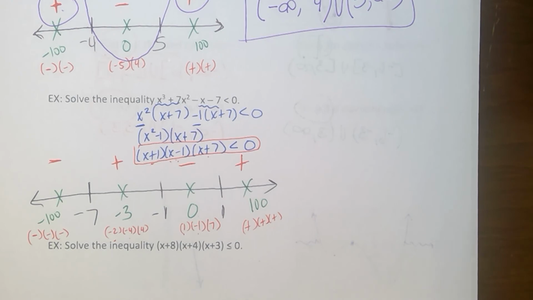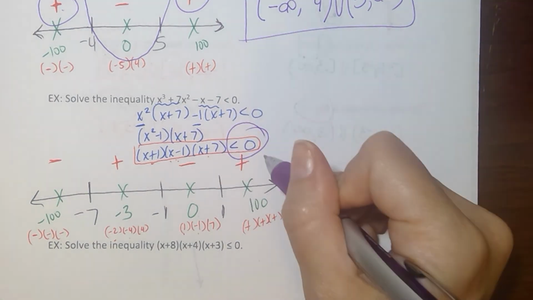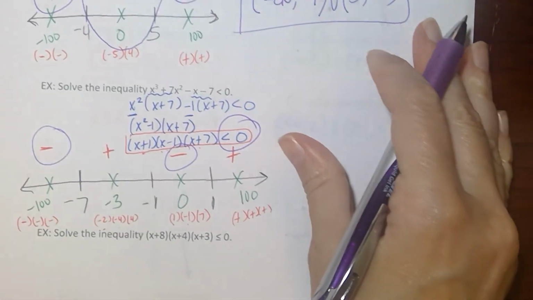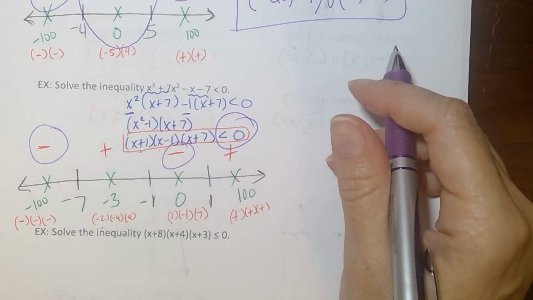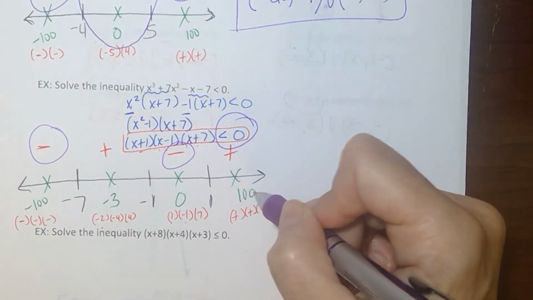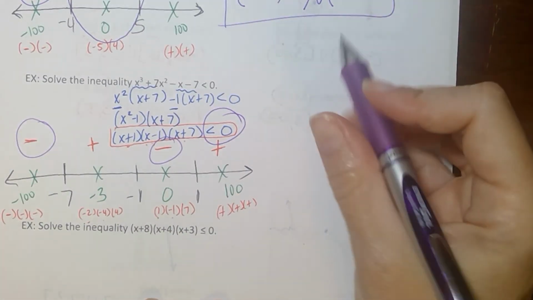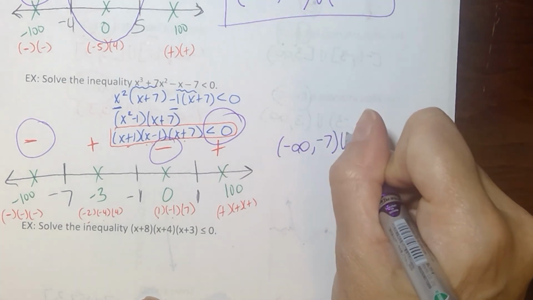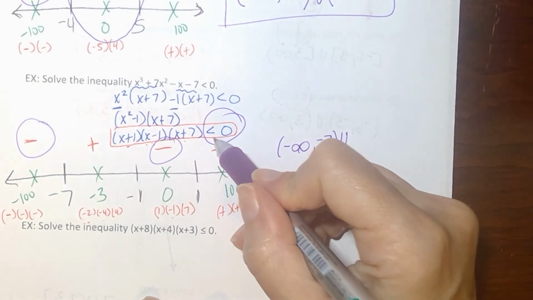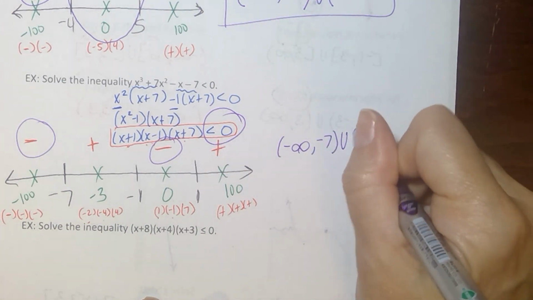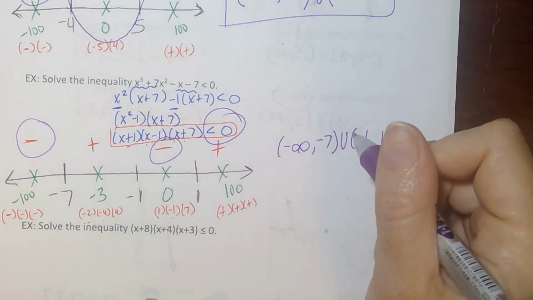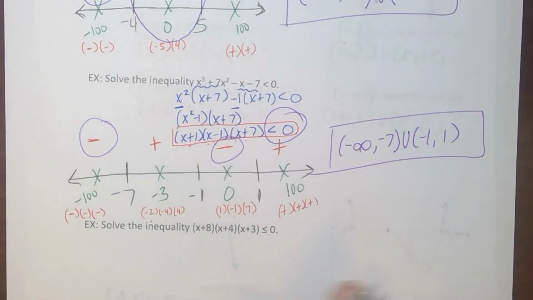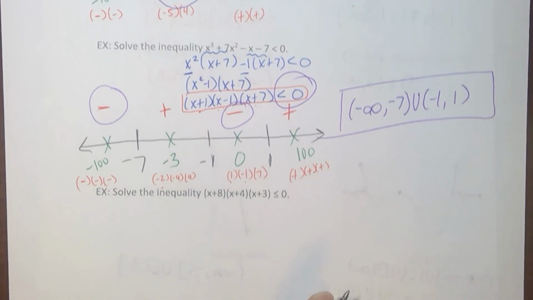Then I check to see what I'm interested in. Well, I'm interested in values less than 0, so I'm looking at those negative intervals. That's where my graph would fall below the boundary line, below my x-axis. So I have from negative infinity up to negative 7, not inclusive because it's not or equal to, and negative 1 to positive 1. And those are the intervals where my y value is negative, the graph would fall below the x-axis. It satisfies my inequality.